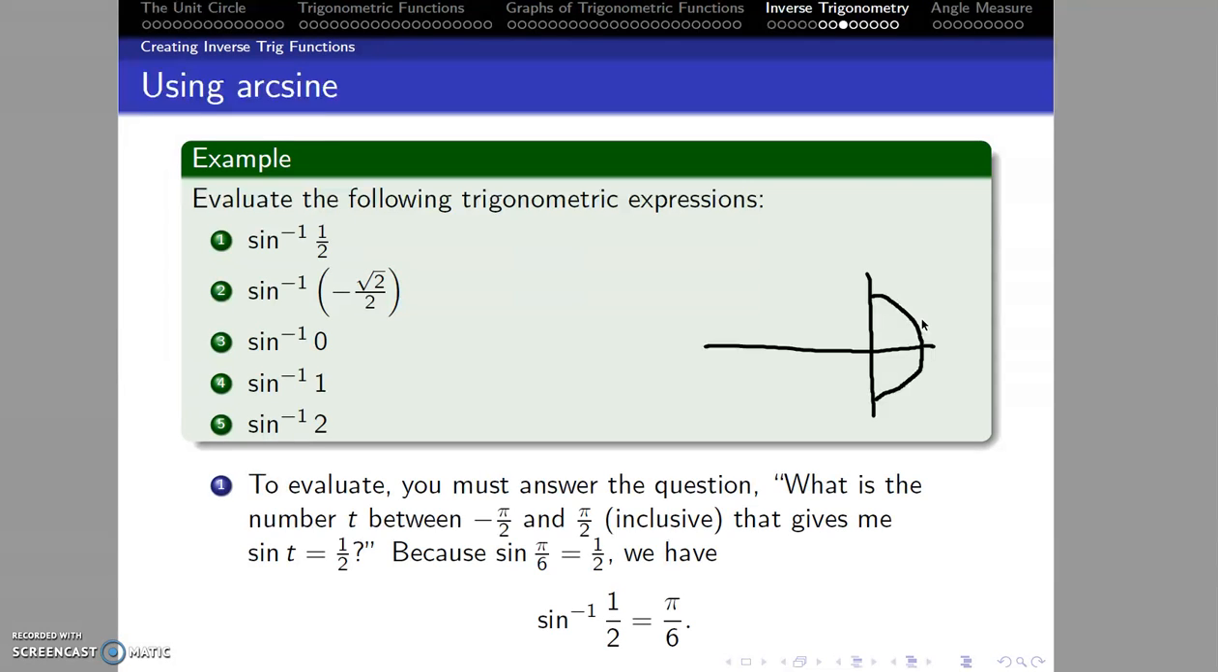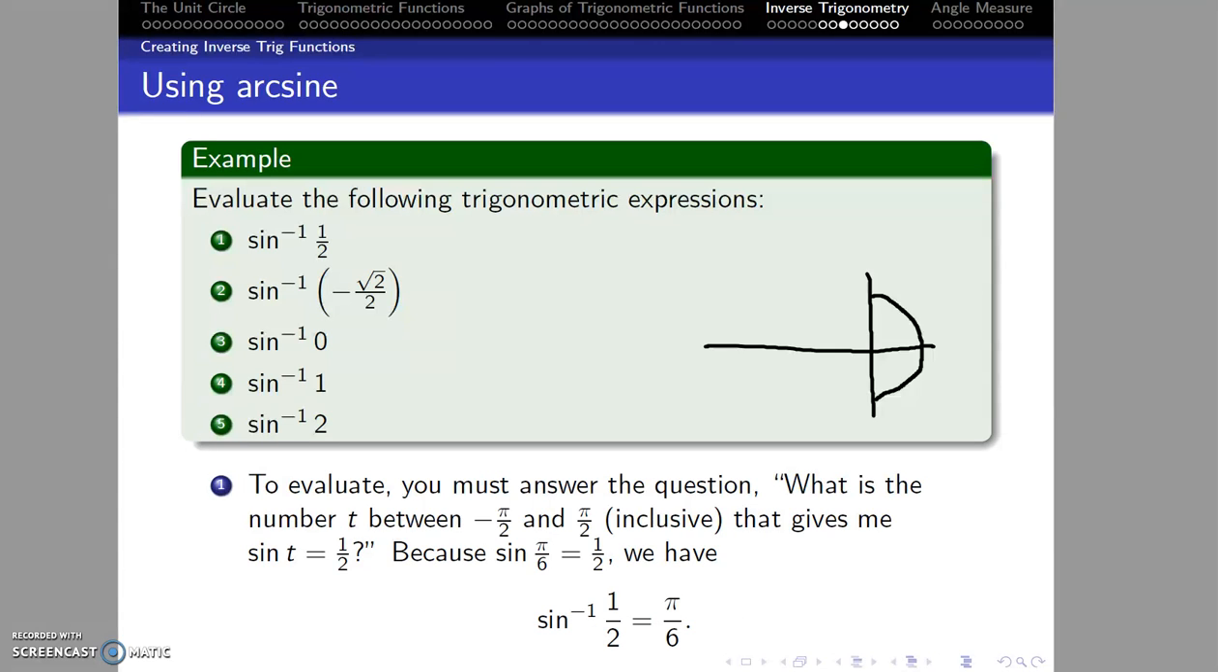And that's the only value we get out. Yes, I know that sine of 5 pi over 6 is also 1/2. I know that sine of 13 pi over 6 is also 1/2, and so on and so on. And negative 7 pi over 6 and negative 11 pi over 6 are also going to be 1/2. But arcsine only gives values between plus or minus pi over 2. And the only value on that interval that does what we want is pi over 6. And so, that is the answer to the question, what number gives me sine t equal to 1/2? Therefore, the arcsine of 1/2 is pi over 6.